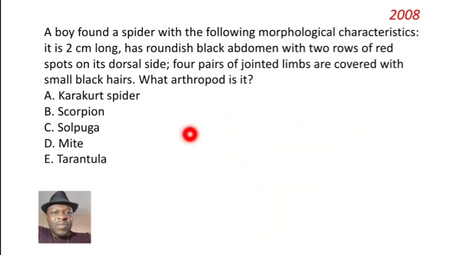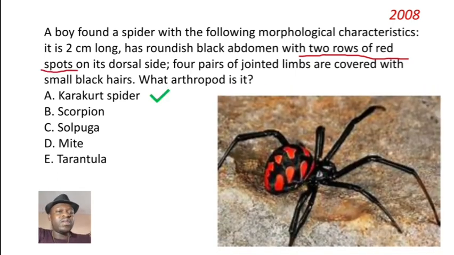Right. A boy found a spider with the following morphological characteristics. It is 2 centimeters long. It has a roundish black abdomen with 2 rows of red spots on the dorsal side. 4 pairs of jointed limbs are covered with small black hairs. What arthropod is this? This one is definitely a spider. I want to show you how it looks. It looks like this.